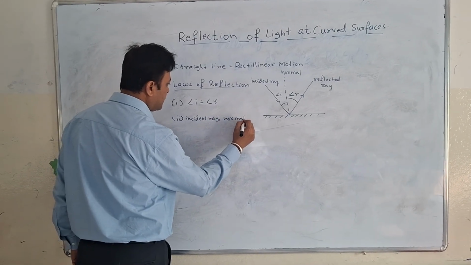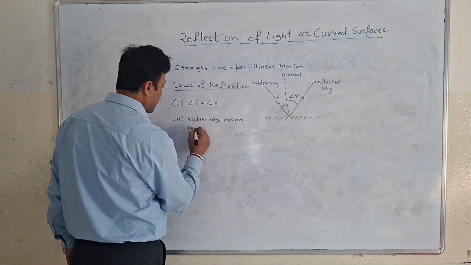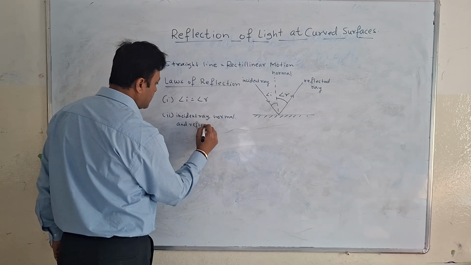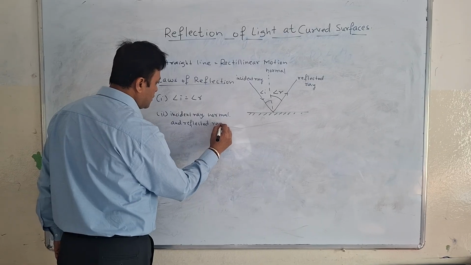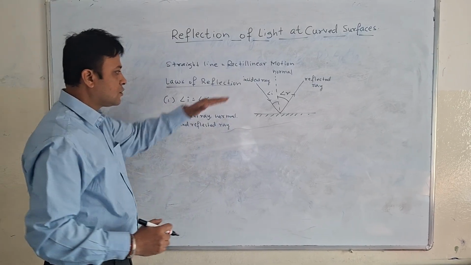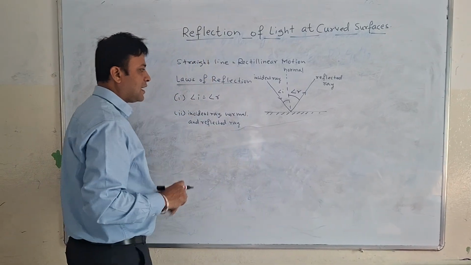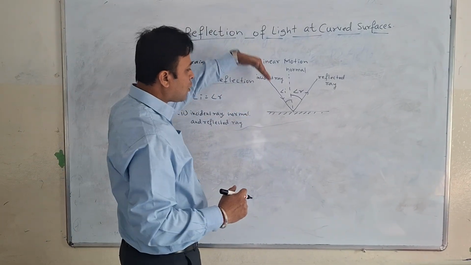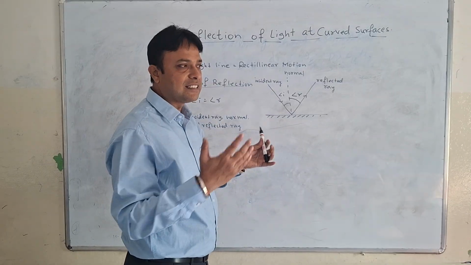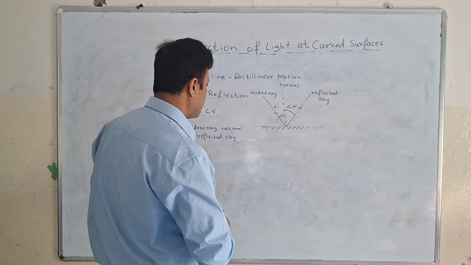The second law is that the incident ray, normal and reflected ray should all lie in the same plane. Suppose they should always lie in the xy plane. So all should lie in the xy plane, not like one is in the xy plane and the other one is in the z plane or something like that.